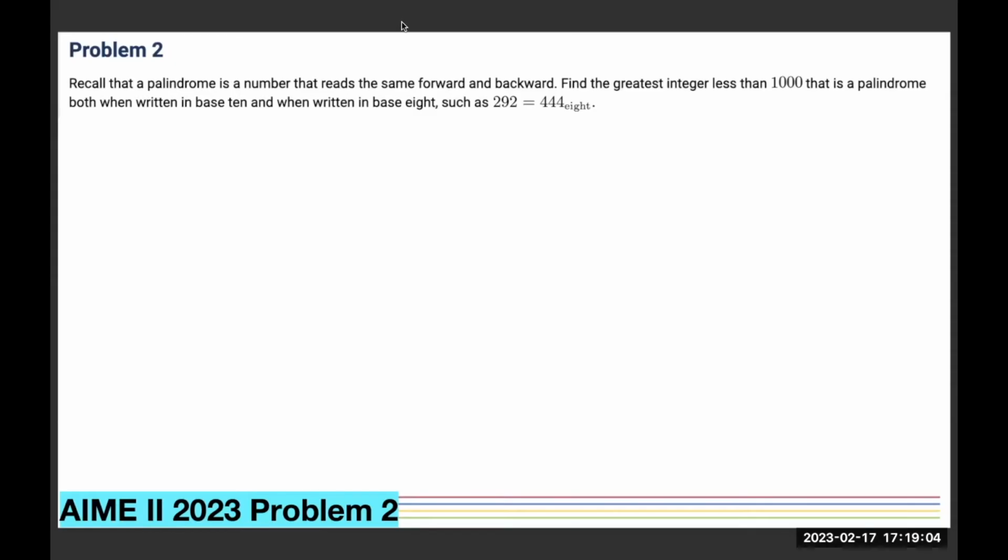Okay, this is the 2023 AIME II problem number 2. Recall that a palindrome is a number that reads the same forward and backward. Find the greatest integer less than 1000 that is a palindrome, both when written in base 10 and when written in base 8, such as 292 is equal to 444 in base 8.